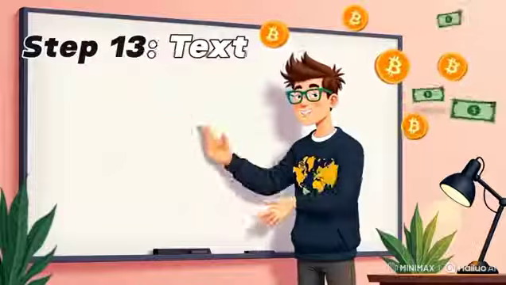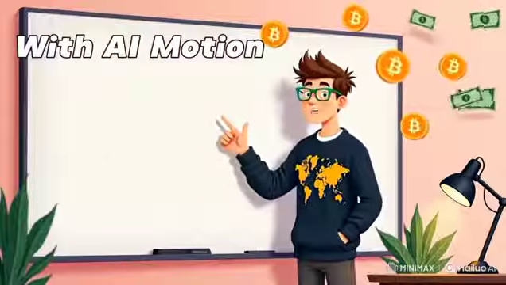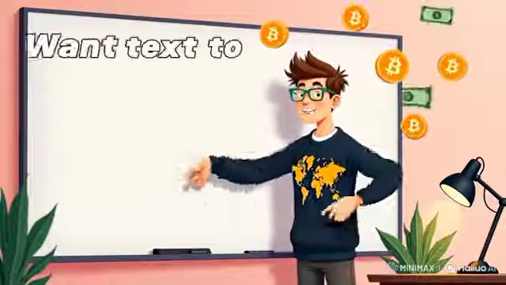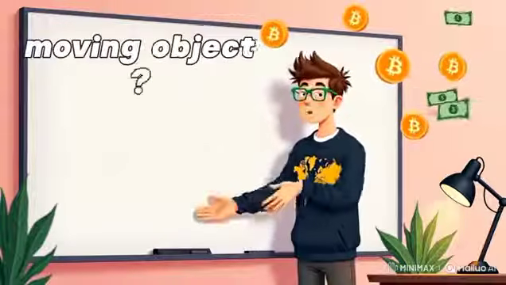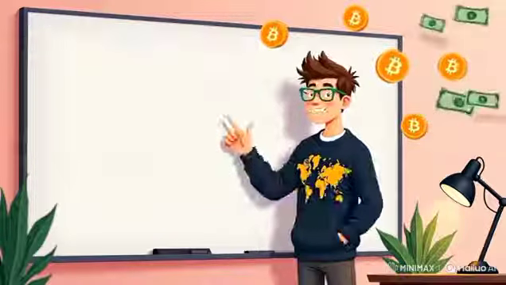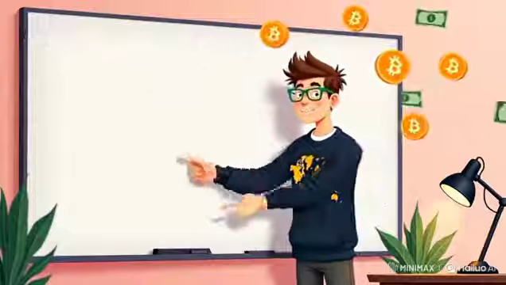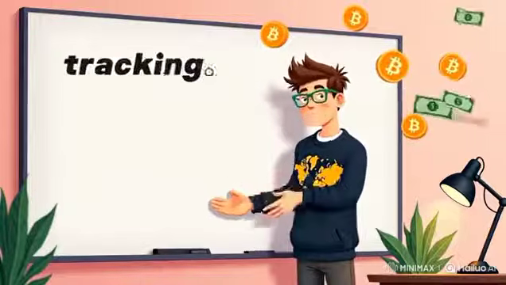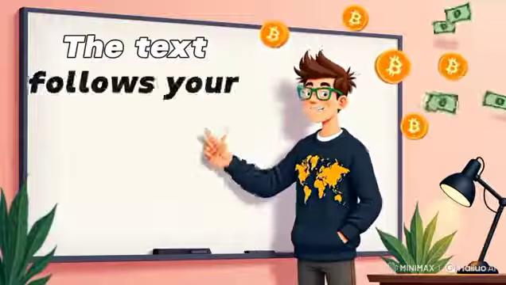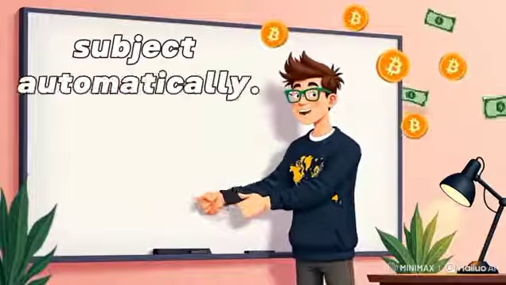Step 13, text animation with AI motion tracking. Want text to follow a moving object? Use AI motion tracking. Tap your clip, select your subject. Add text, enable tracking. The text follows your subject automatically.